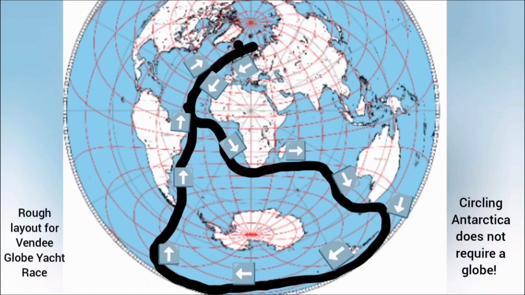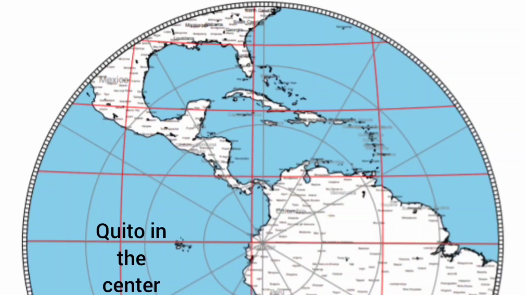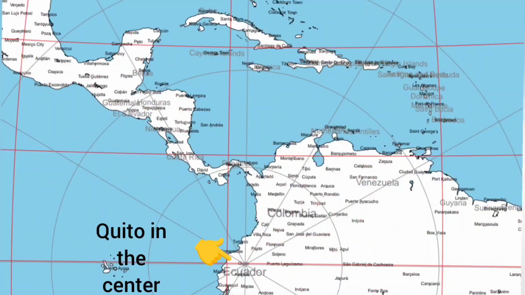I like any ideas. The Globers act like it's impossible to have two poles, two star rotations on a flat Earth. Well, there's your possibility. Let's quit acting like things are impossible. So without any further ado, let's get into the celestial navigation. So I've got Quito in the middle for people who are new to this that have a location to reference.